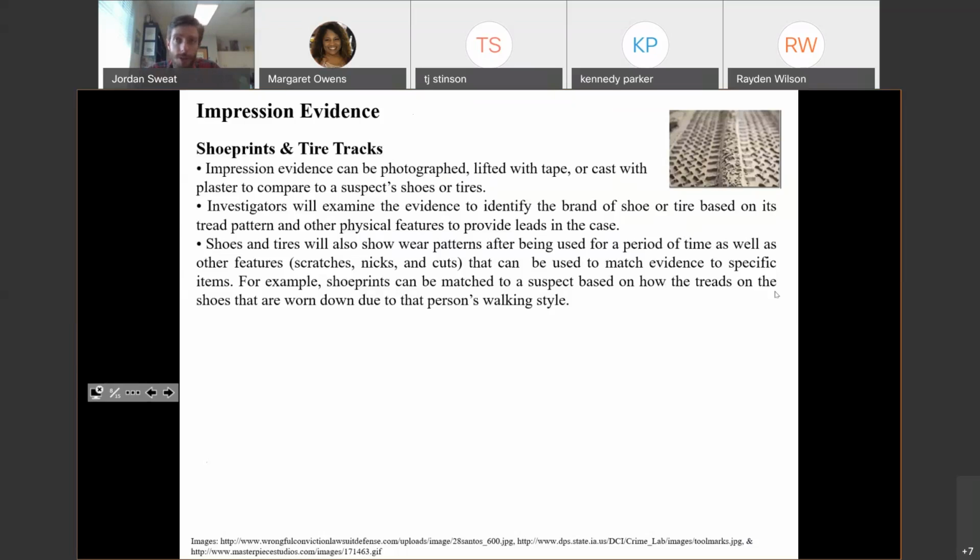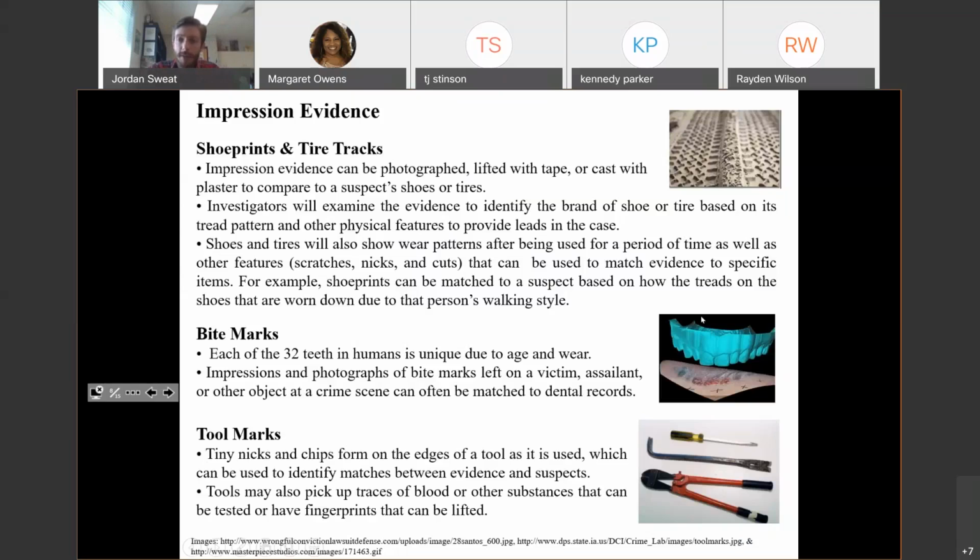Think about your tennis shoes, okay? You wear them out to PE, you go on the asphalt, you go on the paved areas, you run around and play. Well, eventually that rubber's just going to smooth out, okay? And that's going to be very unique and specific to your shoe and you alone. And it all has to do with how you walk.